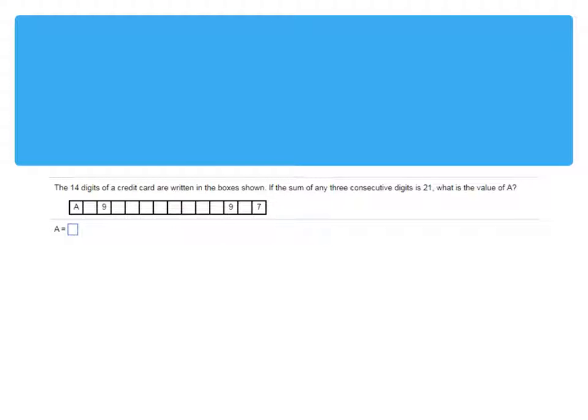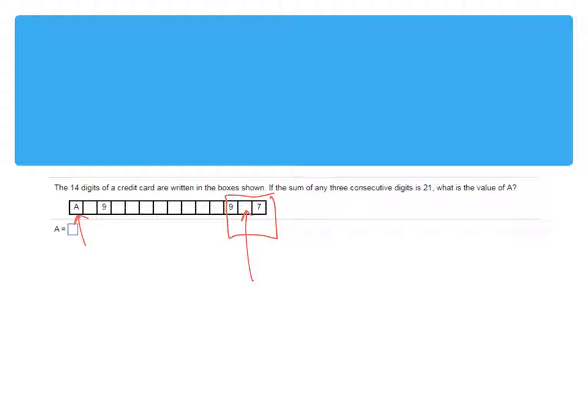2 more to go so that you've got plenty of examples to use for your homework. The 14 digits of a credit card are written in the boxes below. If the sum of any 3 consecutive digits is 21, what's the value of A all the way over here? So any 3 consecutive. So if I were you, I would start down here. If we need that sum to be 21, what does this box have to be? Go ahead and enter it.